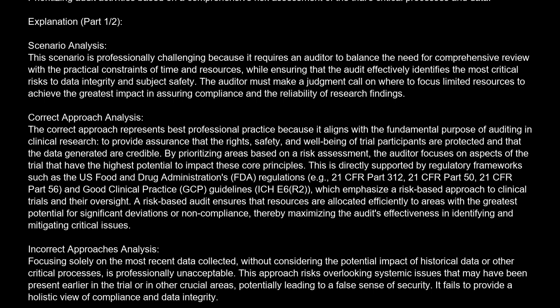Incorrect approaches analysis. Focusing solely on the most recent data collected, without considering the potential impact of historical data or other critical processes, is professionally unacceptable. This approach risks overlooking systemic issues that may have been present earlier in the trial or in other crucial areas, potentially leading to a false sense of security. It fails to provide a holistic view of compliance and data integrity.